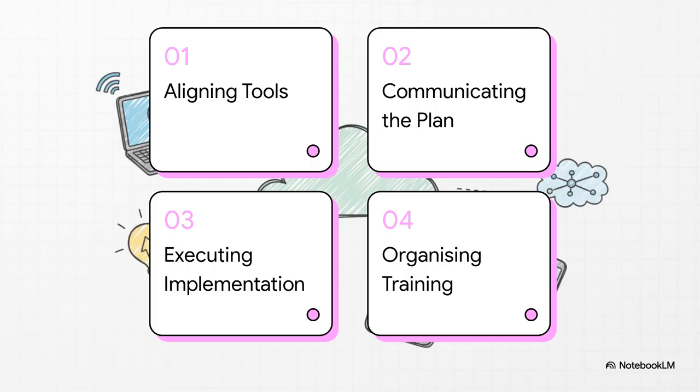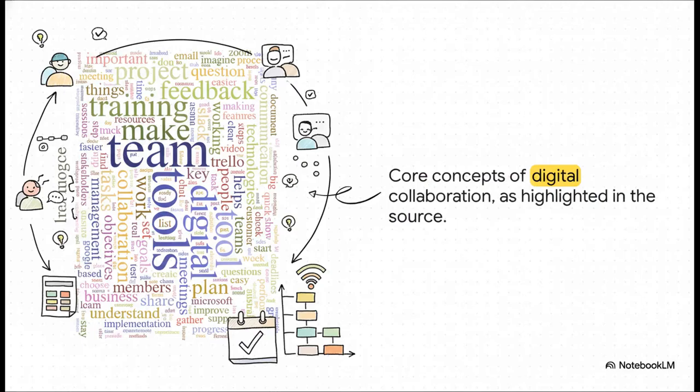We begin with the strategic alignment of tools and objectives, then move to communication, execution, and conclude with team member training and enablement. The source material highlights several core concepts integral to digital collaboration. As you can see, the effective integration of digital tools requires a clear plan to facilitate team success. These themes provide the foundation for the framework we are about to discuss.